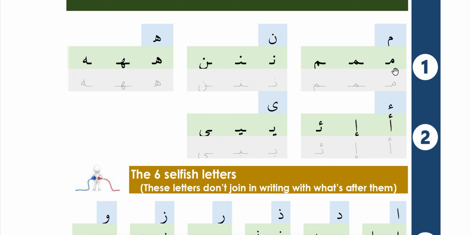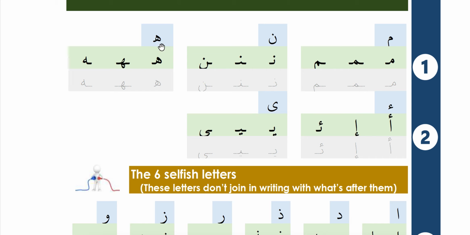Meem. Meem is recognized by being one circle or one eye. Meem, meem, meem. Noon, noon, noon. Again, you compare it with ba, ta, and tha. This is one tooth and one dot on top, which is how you recognize it.